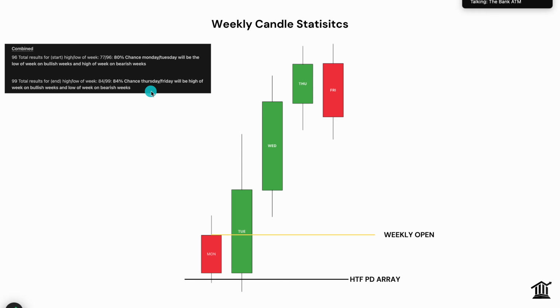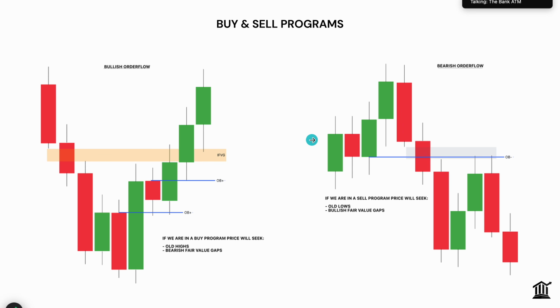Well, we know, again, combining the discretion of, fine, there's no major target taken, plus the fact that we know there's an 84% chance that Thursday or Friday should be the low of the week, we can confidently trade a short, or a buy on EU, short on DXY. So now, more of the discretion part is the buy and sell programs.